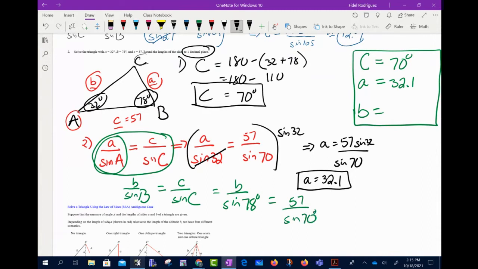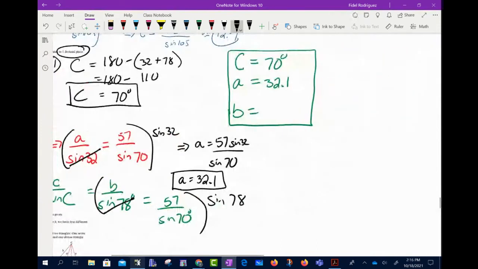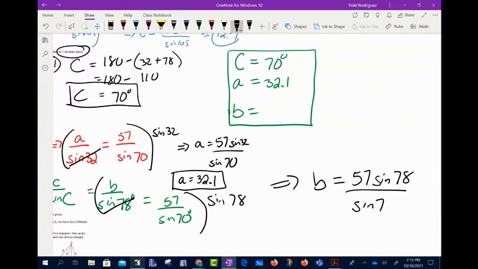And again, just like we did before, I'm going to multiply everything by the sine of 78 so that I can cancel that part out right there. So what this is going to tell me, y'all, is that B equals 57 times the sine of 78 divided by the sine of 70.